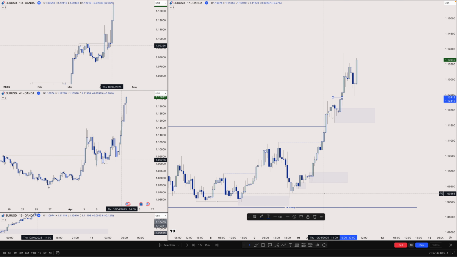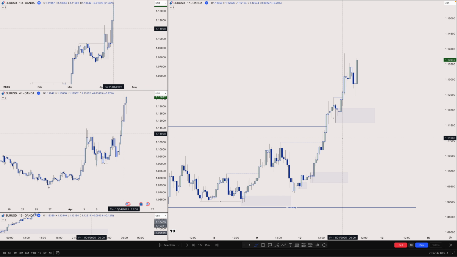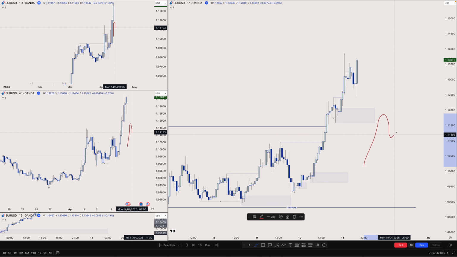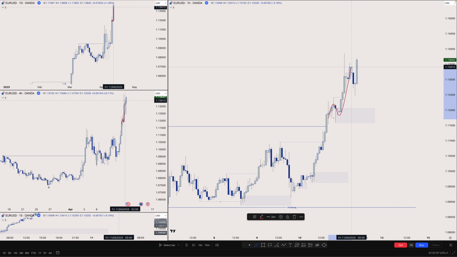It's not convincing, like a pullback and then it goes. It was just one move. If it was like that, then it would be different, but it was just part of the move, so it was not a clear pullback. That's why this structure is not that significant.